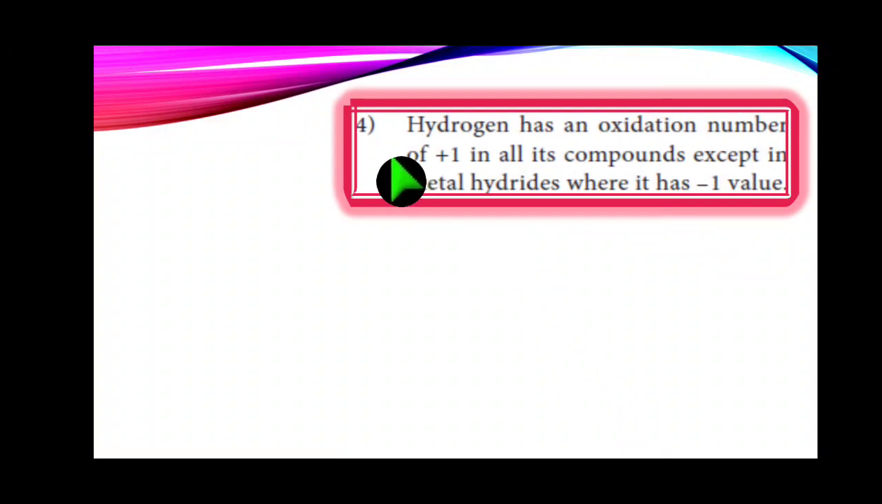So next, fourth point. Hydrogen has an oxidation number of plus 1 in all its compounds, right? In all its compounds, except in the metal hydride. So metal hydride, the hydrogen carries minus 1. The variation of oxidation state of the elements, we have seen hydrogen has two type of oxidation state. One is plus 1, another type minus 1. So minus 1 where it is having? In metal hydrides.